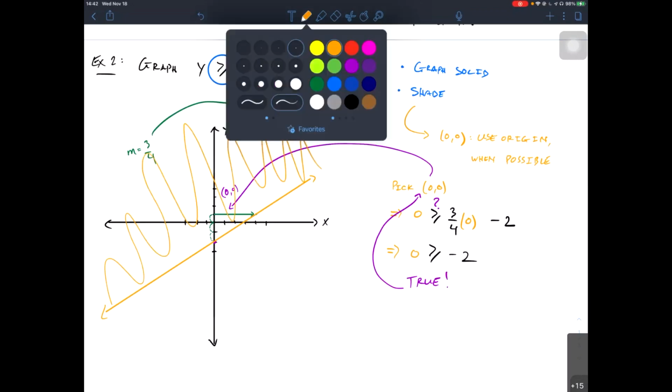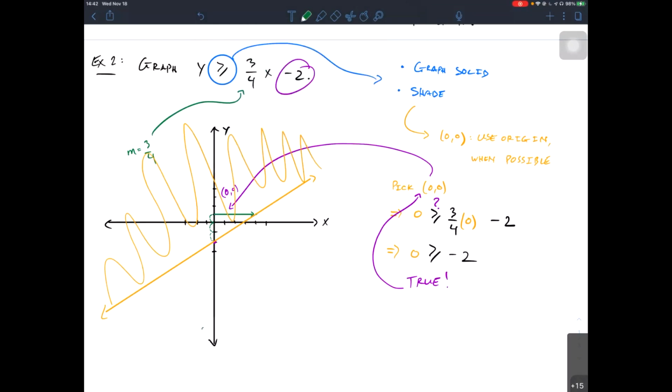If you're using a walking man thing or a walking person, you start on the bottom here. And you're going to walk north. And the question you ask yourself is, am I crossing the graph yet? If I haven't crossed it, I'm below. The moment I cross it, I'm above. The graph calls for y greater than or equal to 3 fourths x minus 2. So you're basically saying, hey, my person has to be greater than or aka above the graph. So if you're above the graph, you shade above the graph, right?